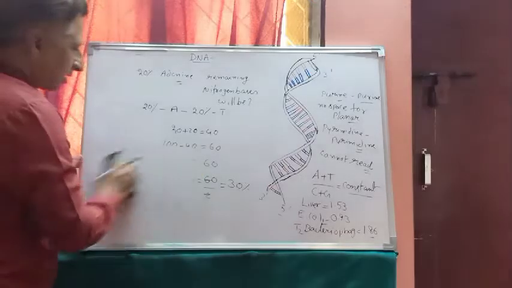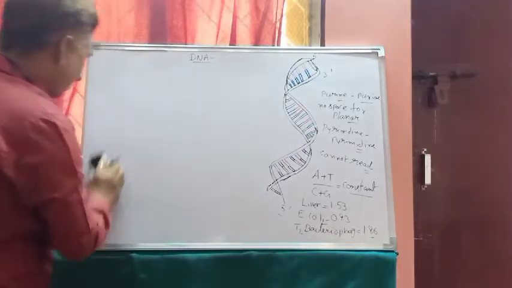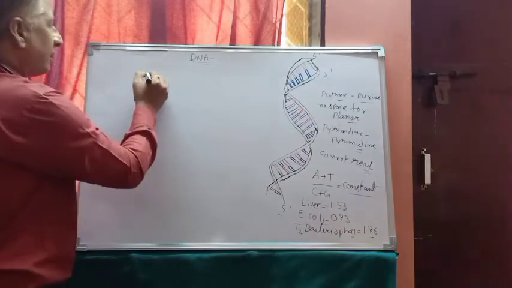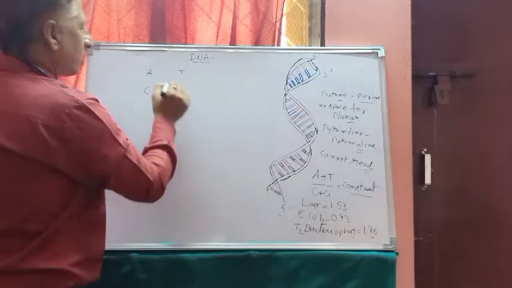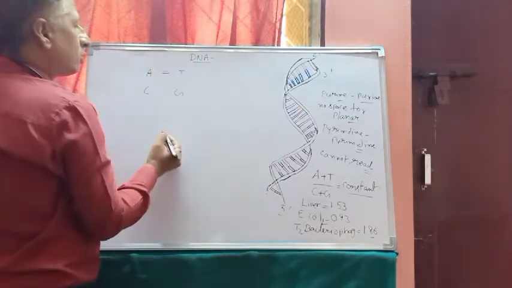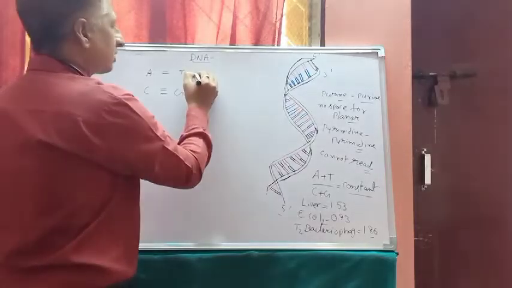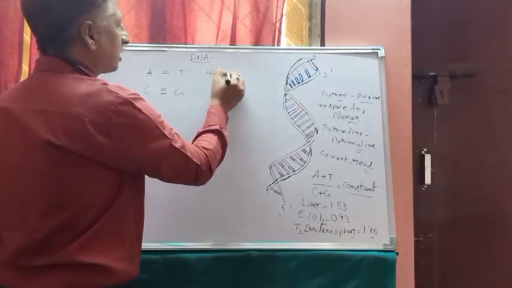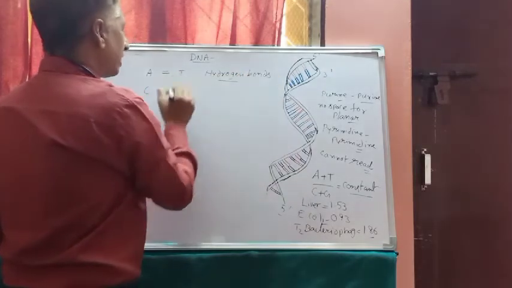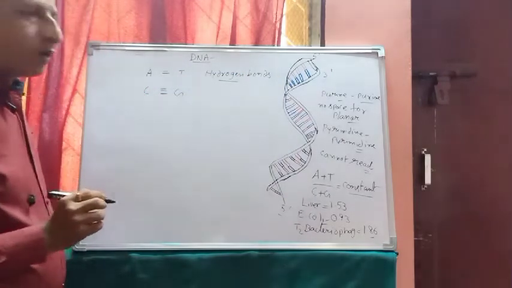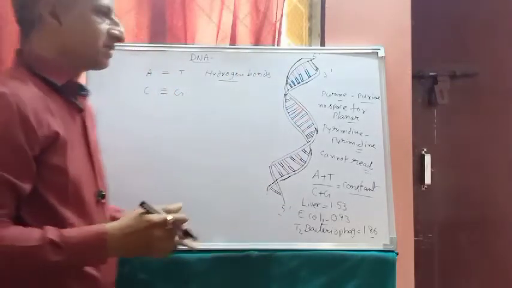Next, the bonds between the bases. So how are they arranged? The bonds between adenine and thymine, and cytosine and guanine: here there are two hydrogen bonds, and here they have three hydrogen bonds. What are the bonds? Hydrogen bonds. Hydrogen bonds are 2 and hydrogen bonds are 3. Okay.